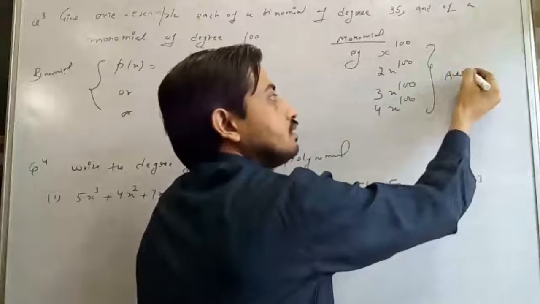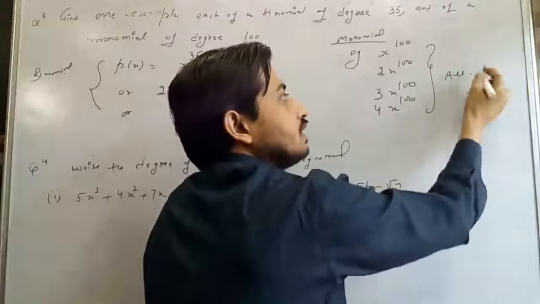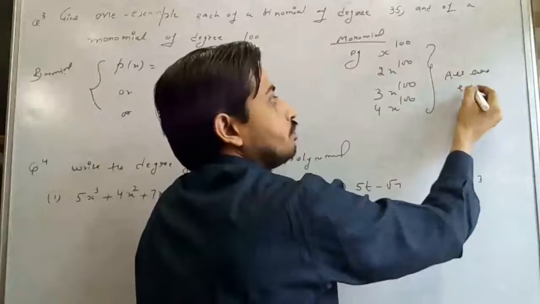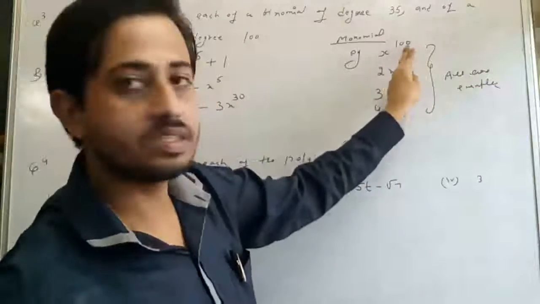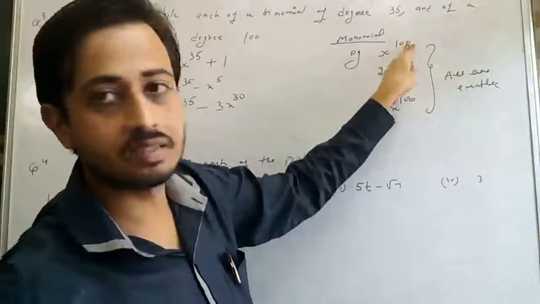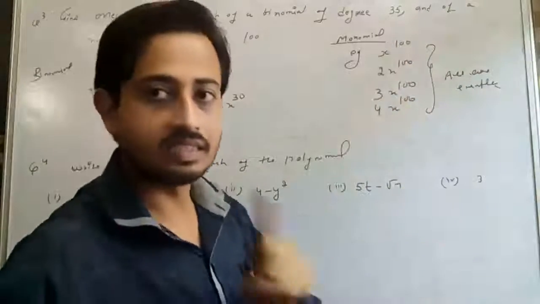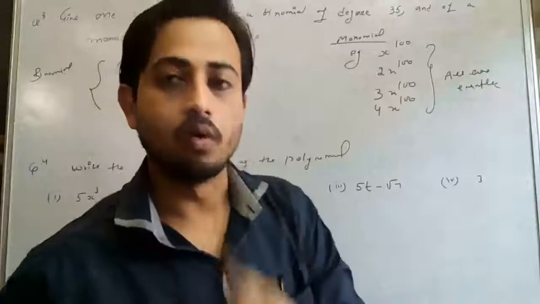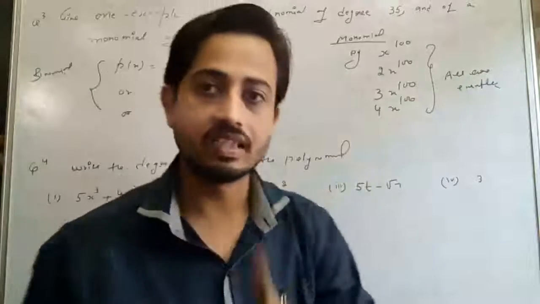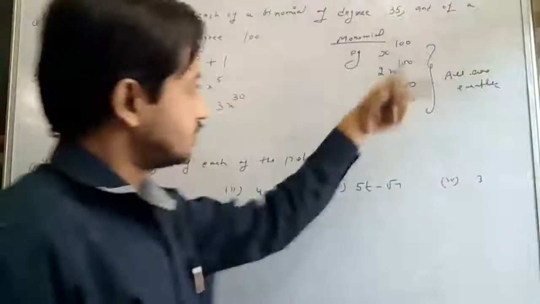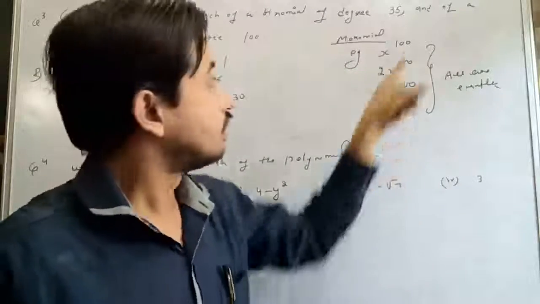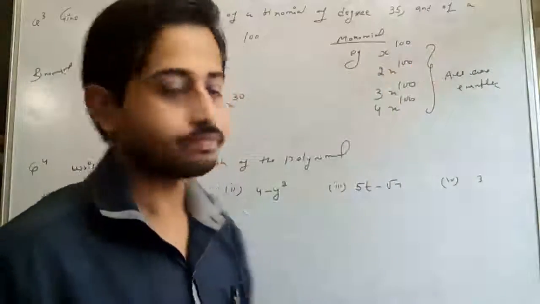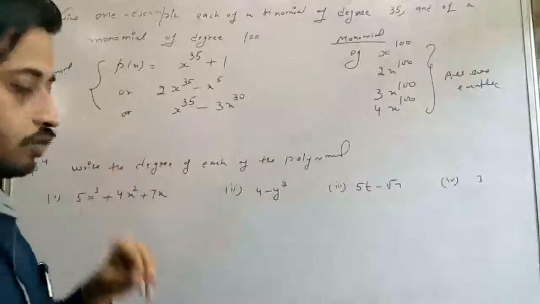Because the degree of the polynomial is the highest power, and the highest power is 100, it means all the polynomials have a single term, that's why these are monomials, and all these polynomials have a degree of 100. So we can make different polynomials having a degree of 100. Now look at the third question, fourth question.